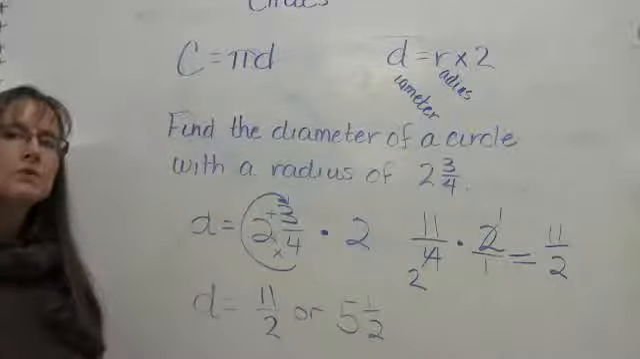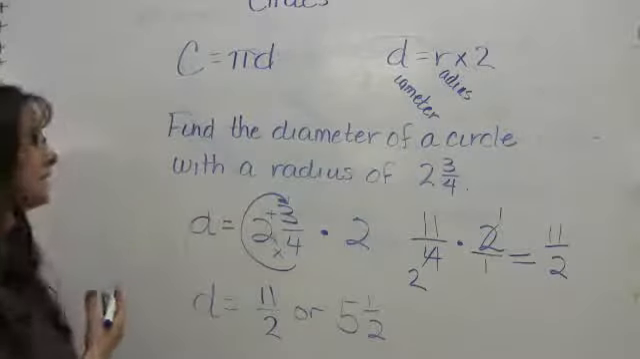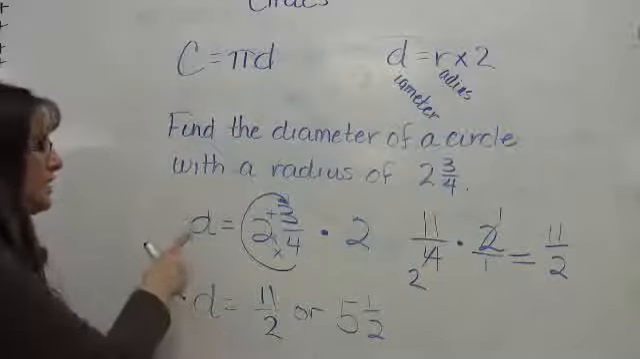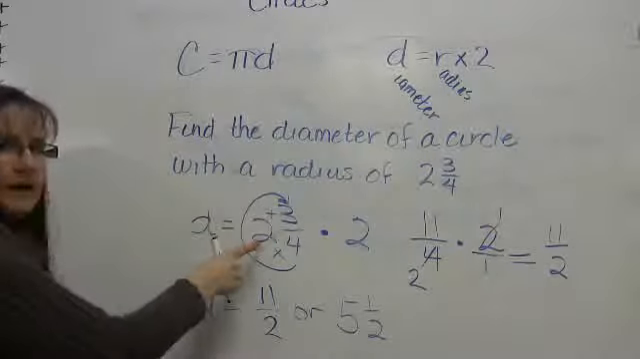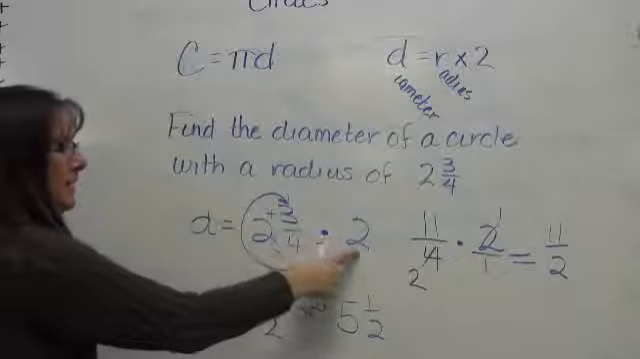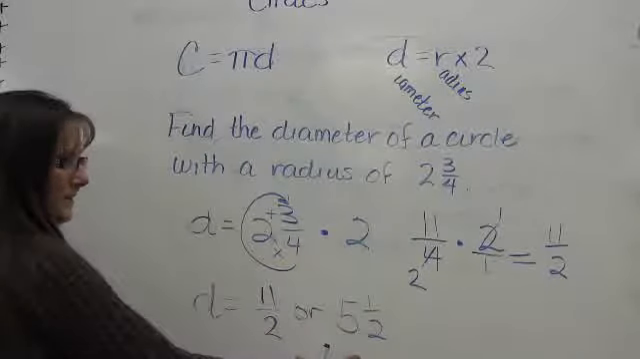My diameter is equal to 11/2 or 5 1/2. To use this formula, the circumference equals pi d, I would need to change my radius into a diameter by multiplying it by 2. And here is what I came up with.